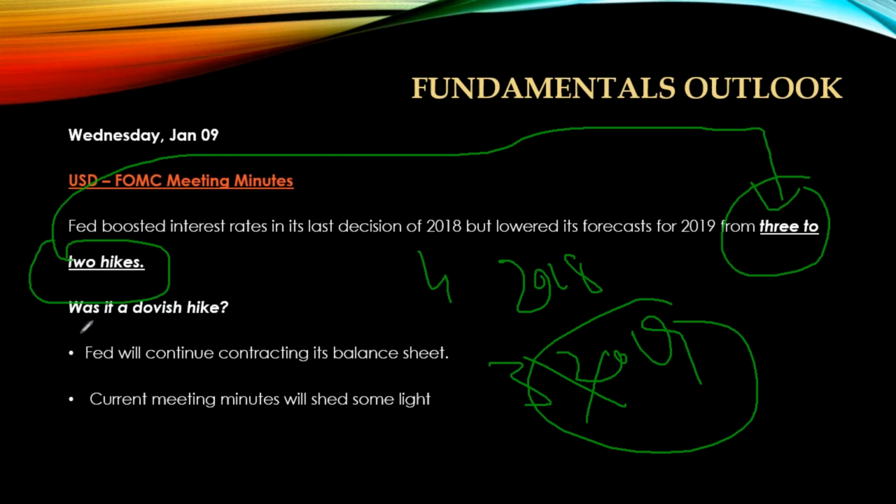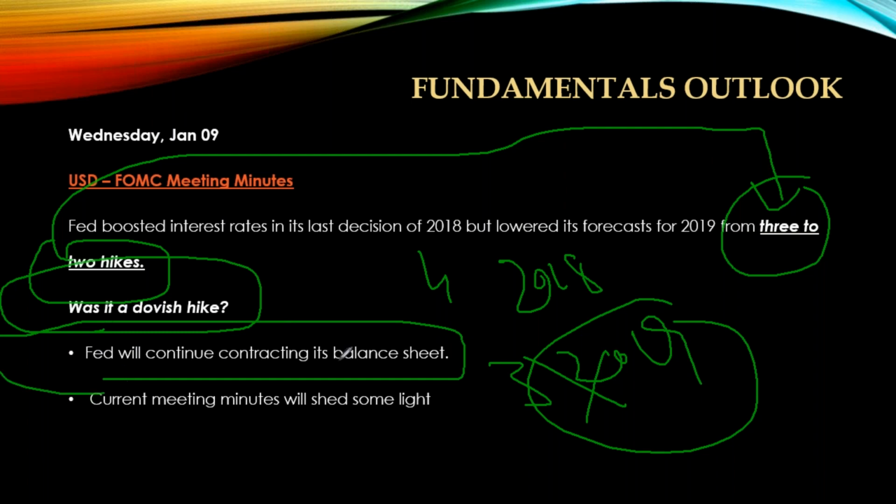They also said that the Fed will continue contracting the balance sheet, which means that they are expected to reduce the bond buying program, which is again hawkish in nature, which means that when they are not purchasing the corporate bonds, they are not injecting money supply into the economy.